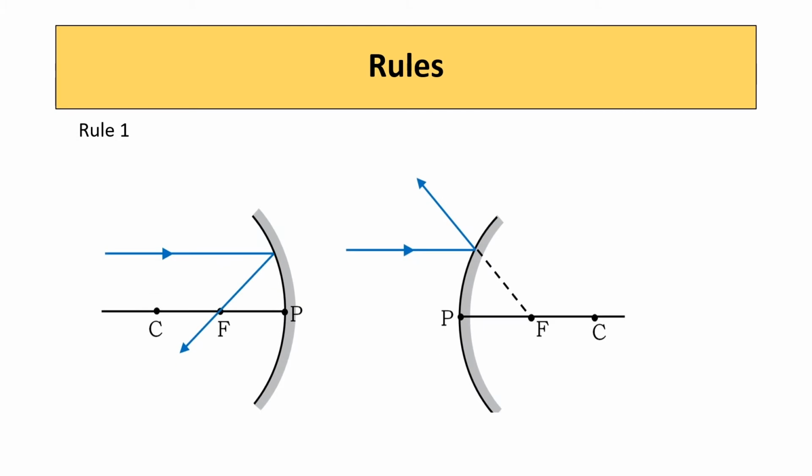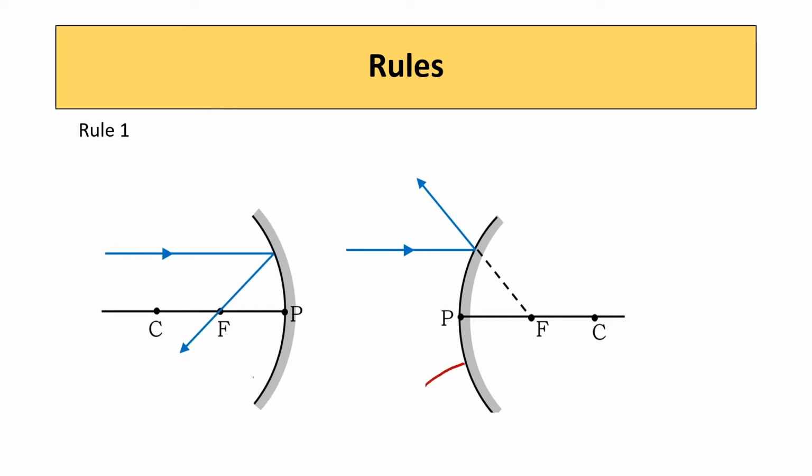Rule 1 is that if the incident ray is parallel to the principal axis, the reflected ray will pass through the focus. For this concave mirror, this is the principal axis and this is the incident ray. The incident ray is parallel to the principal axis. After reflection, the reflected ray passes through the focus.